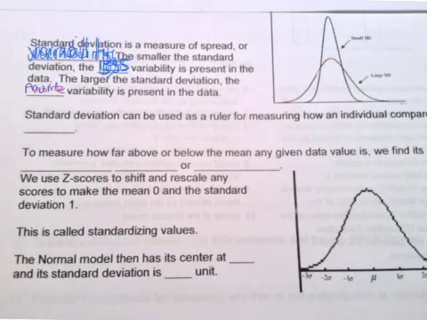Now we can also use the standard deviation for measuring how an individual compares to a group. In other words, where do I fall? If I'm looking at this smaller standard deviation, where am I along the scale at the bottom? Do I fit in the middle with the larger group? Am I up in this tail up here? Am I farther down? We can use that as long as we get everything into the same units. Now, to measure how far above or below the mean any given data value is, we have to find its standardized value.